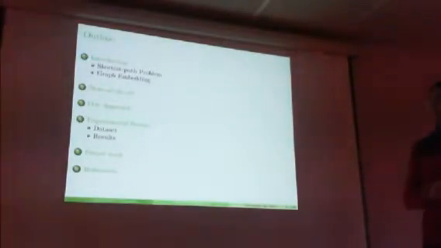Let's have a look at the outline. First of all, I have a short introduction to introduce the problem, and a little introduction about graph embedding, and then I will explain a little bit about the current state of the art, or recent state of the art. I will introduce our approach, and at the end I will show you some tables for experimental results and some charts.